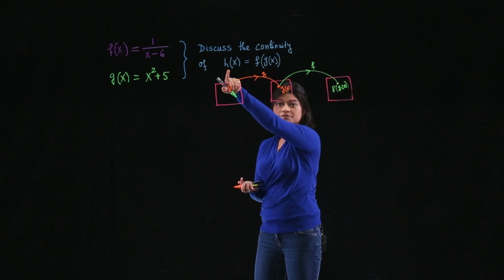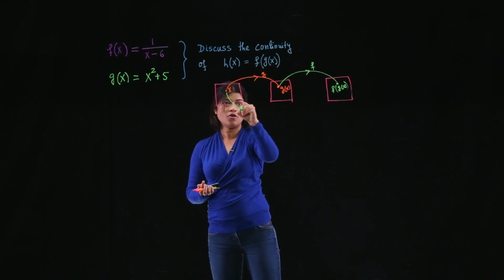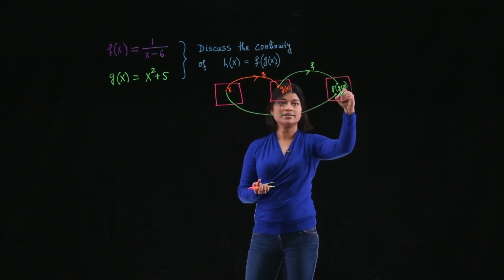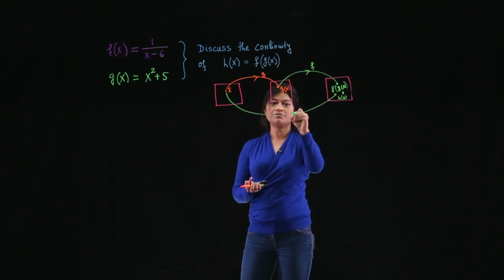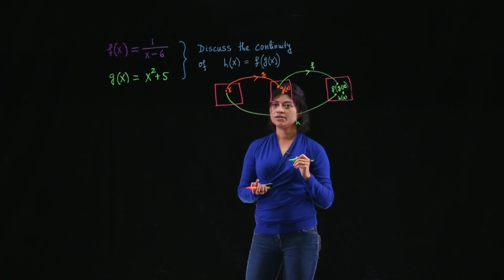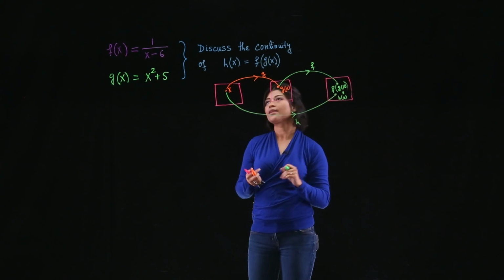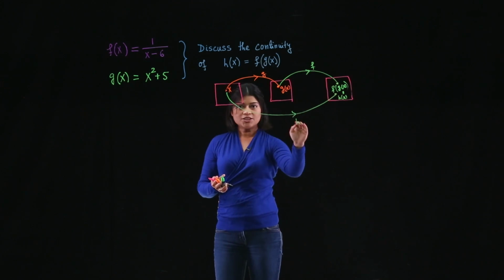So how do you get h of x? You start with x and you map all the way to this final value. These two are the same. This is h of x, and that's the same as f of g of x. So here is h. This is the picture for a composition of two functions.